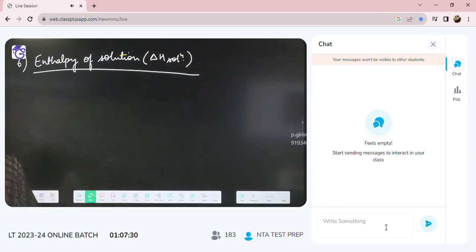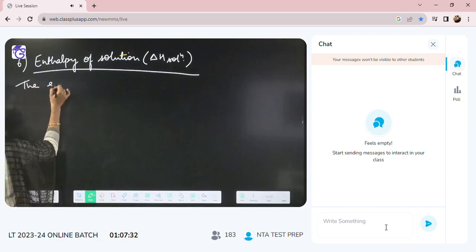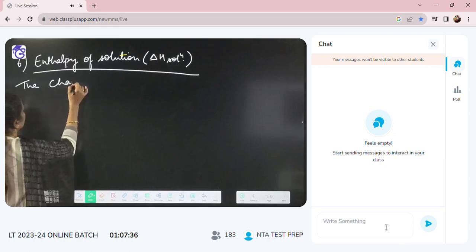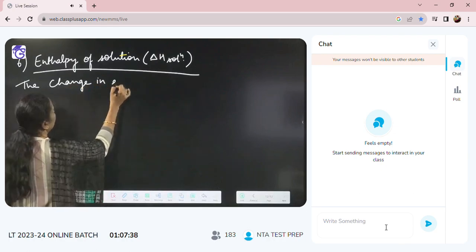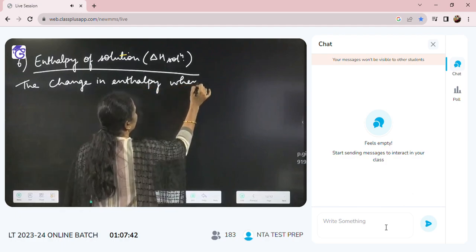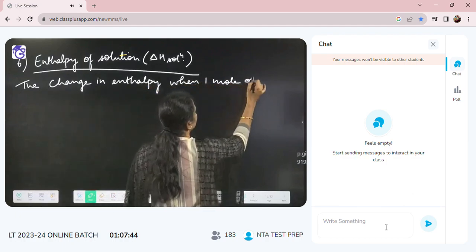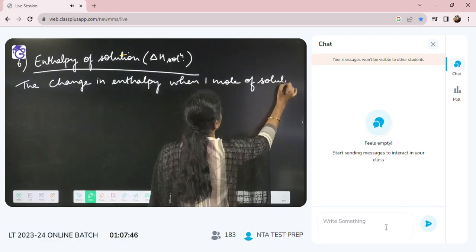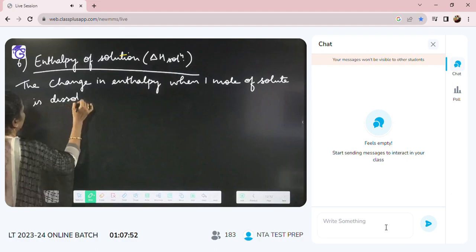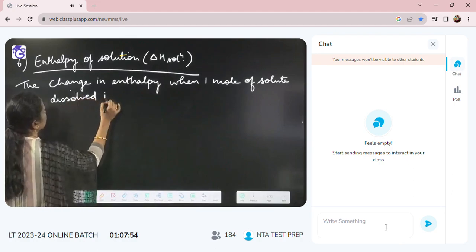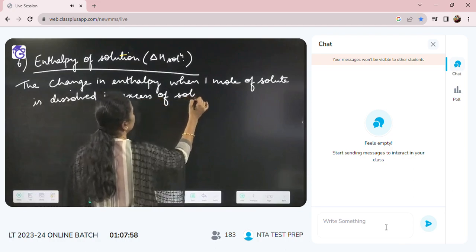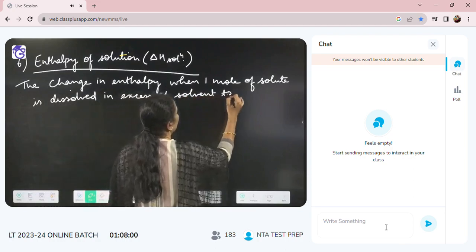So I'll write down here the change in enthalpy when 1 mole of solute is dissolved in excess of solvent to form solution.